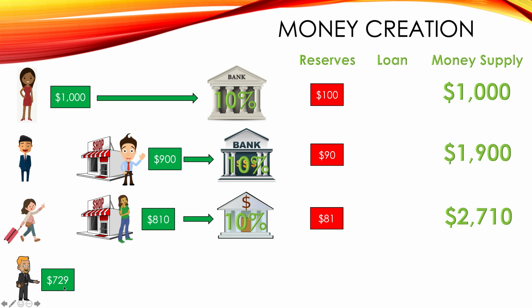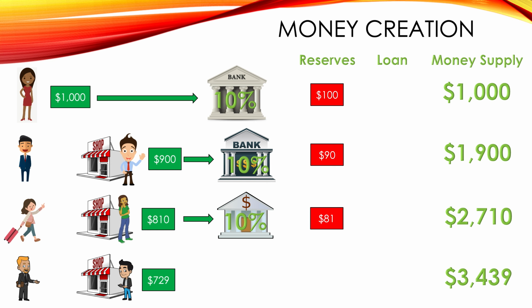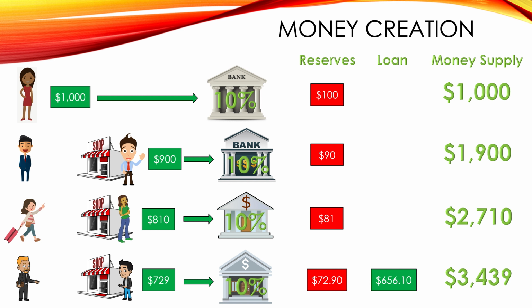Add all these numbers together, and at this point the money supply is $3,439. He goes to the store, spends that money. This business owner, like the other ones, puts it in the bank. Bank has to keep 10% of 729, which is $72.90, and the bank can lend out the other $656.10. So this is going to go on for a while, right?